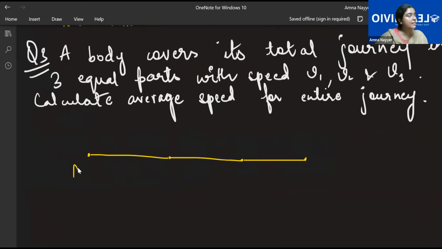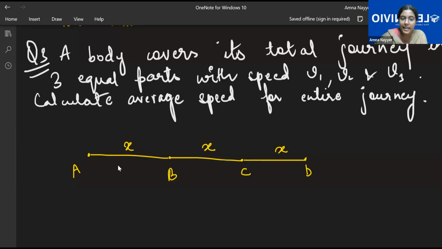So let's say this is from A to B point, B to C point, and C to D point. Now this is the total journey. It says a body covers its total journey in 3 equal parts, which means all the distances are equal. Let's say if this distance A to B is x, B to C will also be x, and C to D will also be x. Like this, you have 3 equal distances.